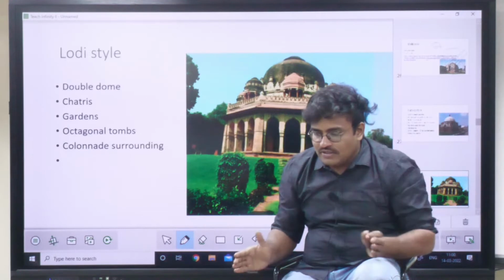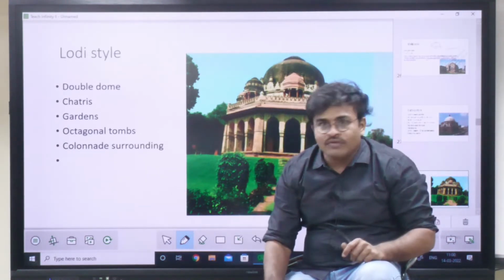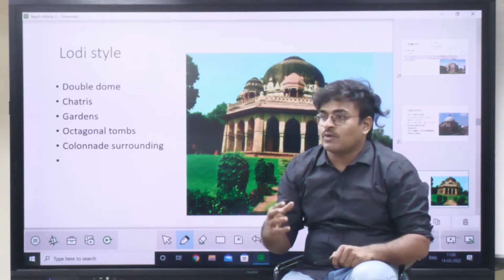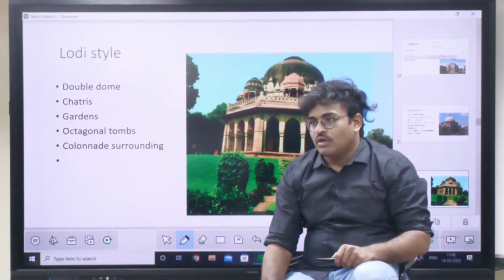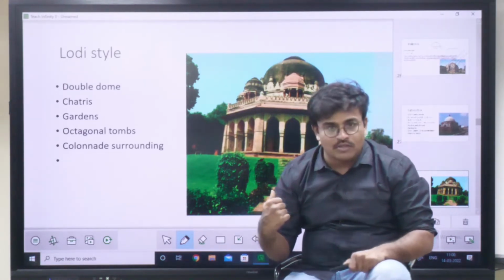Remember, similarly, this is also almost like a star and octagonal structure they started. And along with the octagonal structure, these are the people who started constructing huge domes, which are known as bulbous domes, for the first time. Okay, bulbous domes and double doming structures. All of these things were started by the Lodis.